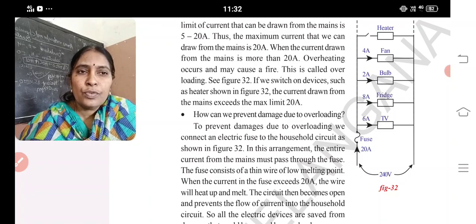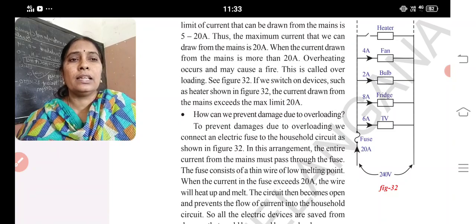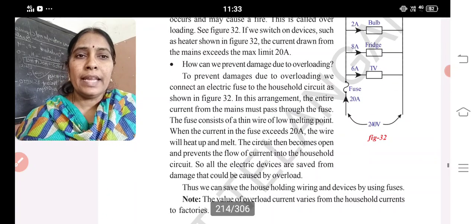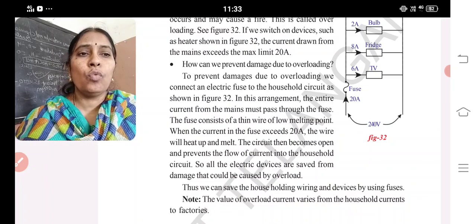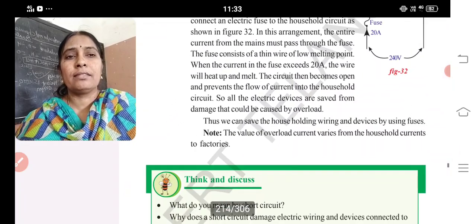When the current exceeds 20 amperes, the wire will get heated up and melt. The circuit then becomes open and prevents the flow of current to the household circuit. So the electric devices are saved from the damage that would be caused by overload. Thus we can say the household wires and devices are protected by fuses. The value of overload current ranges from household to factories.